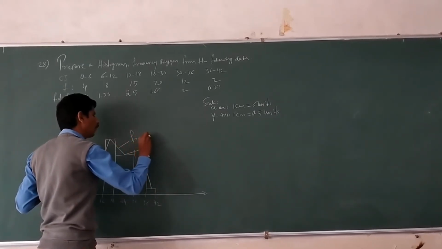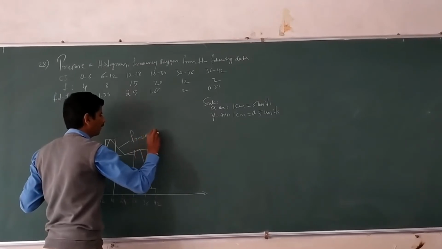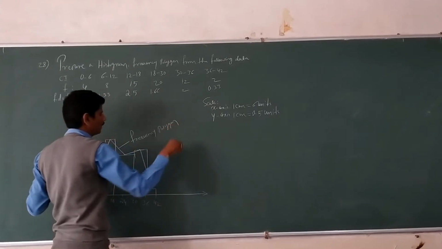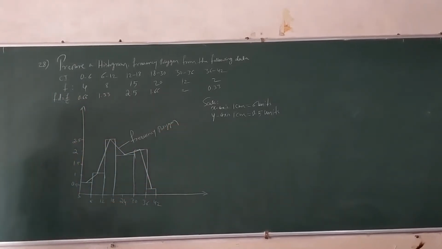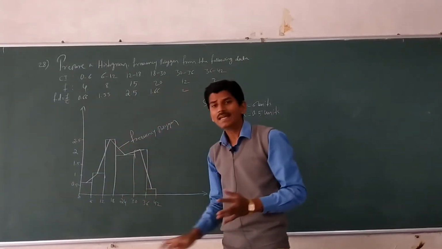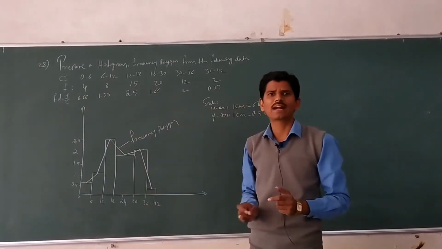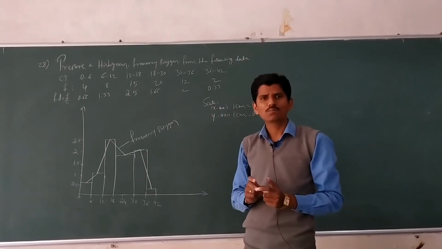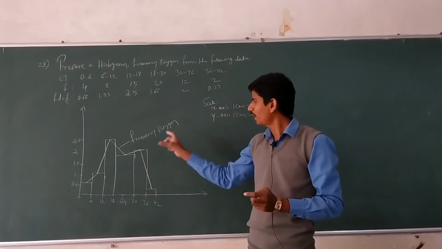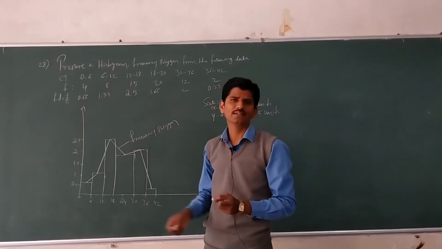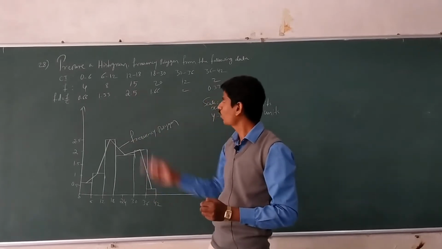It is a frequency polygon. So, to prepare a frequency polygon, join the midpoints of the upper sides of the rectangles in the histogram, and these points are joined by straight lines. Then a frequency polygon is obtained. Okay, it is the 28th problem.